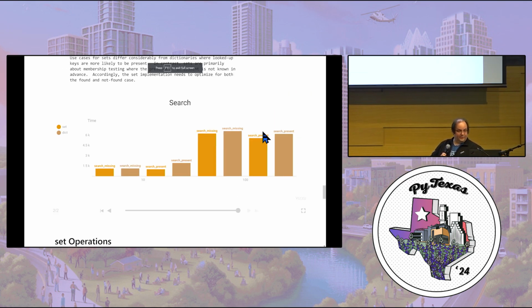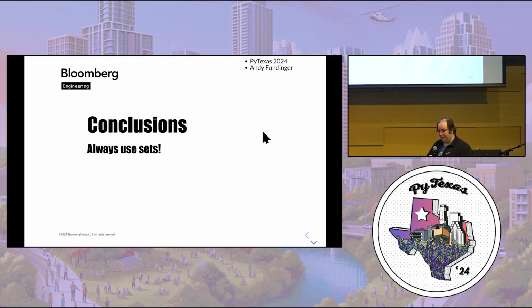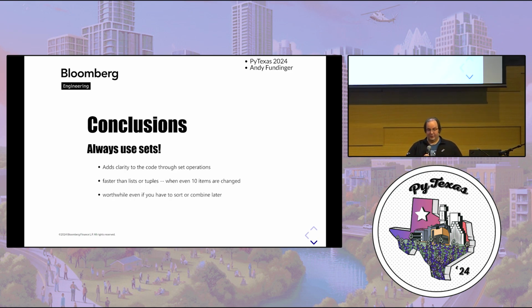So, the conclusion of this talk was written before the talk. The conclusion is always use sets. I hope that's not too much of a surprise. And the big reason is to add clarity. By making it a set, you tell everyone maintaining it, including yourself in 6 months, more about what's going to happen and what's expected. They are faster than lists or tuples when even 10 items are changed. So even if you have to sort or do some combination later.